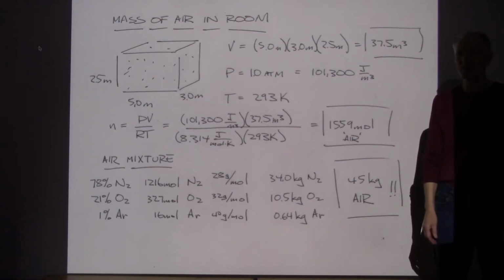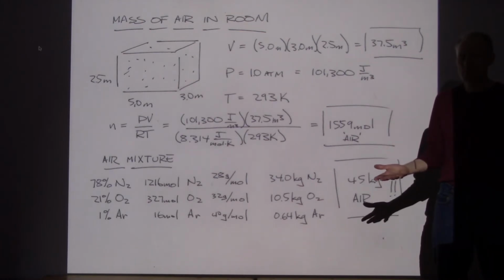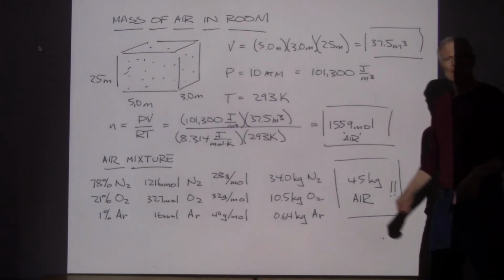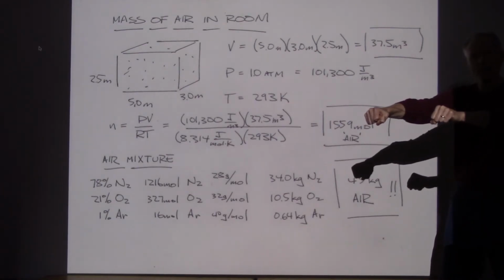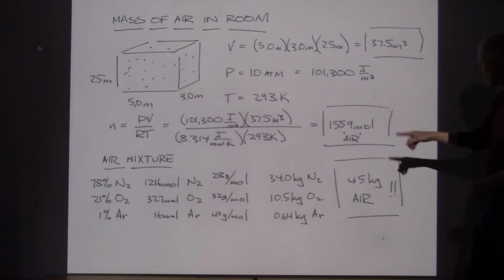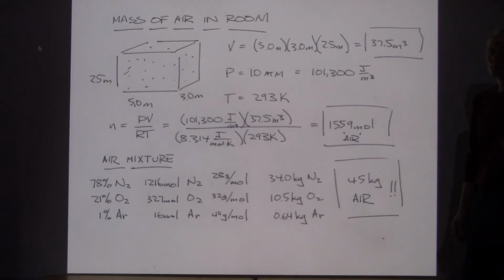That's a lot of air, right? That's quite a bit of mass of air. If we condense that down, put it in a container, set it on a scale, it would come in at over 100 pounds. Come in at 45 kilograms of air. That's a lot.